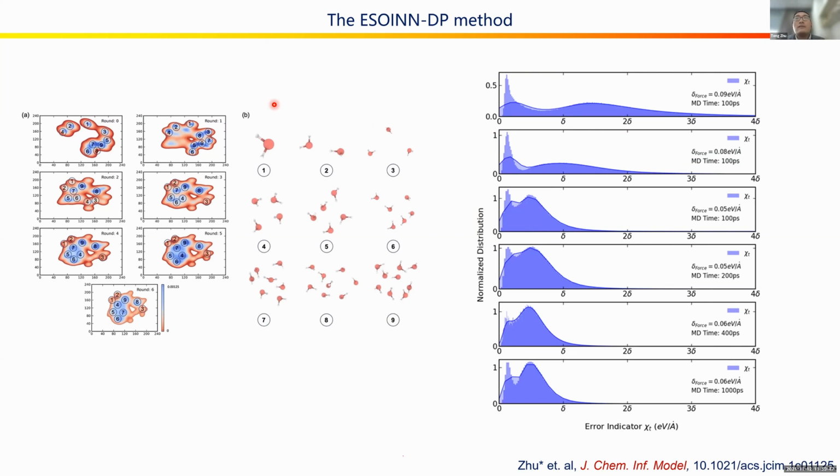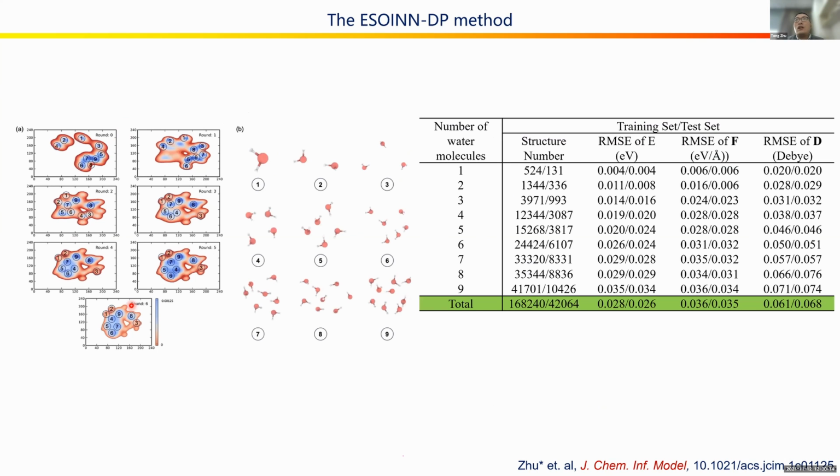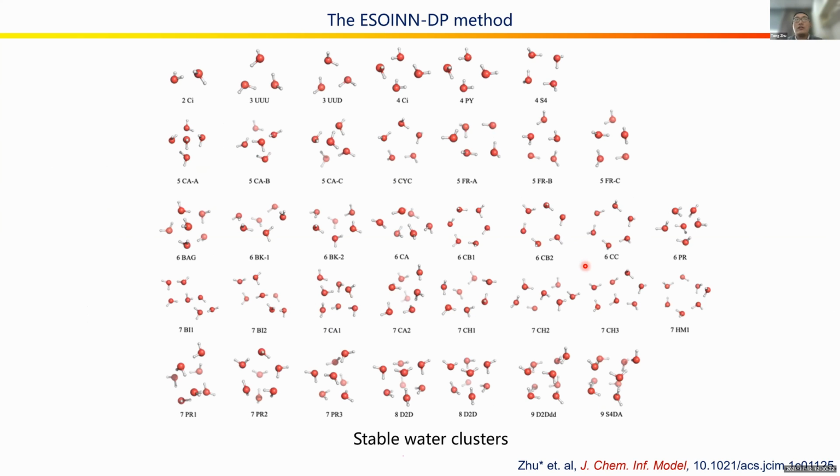Okay, so there are two examples. The first one is we want to train a neural network potential to predict the potential energy surface and atomic force for water clusters containing 1 to 9 waters. As we can see, in 6 rounds of training, we explore the chemical space gradually. Here I want to demonstrate that the accuracy of the final model is good enough, and we can also detect some typical stable water clusters in the MD simulation.